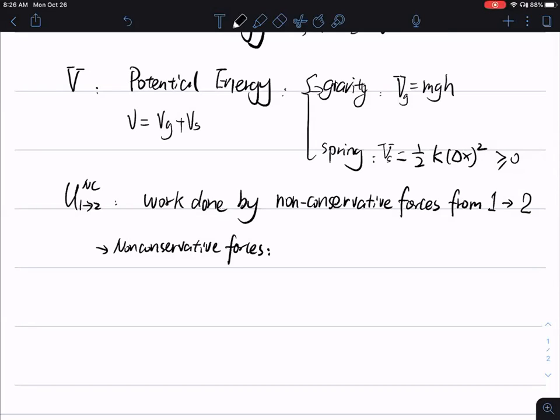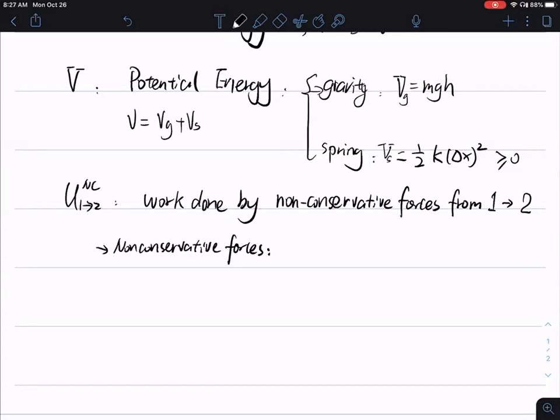So how to calculate work? If I'm applying a very tiny force to this remote control, and that force is smaller than the friction force, the remote control is not moving. Am I doing work to this remote control? No, I'm not. Only if this remote control moves, then I can say I'm doing work.